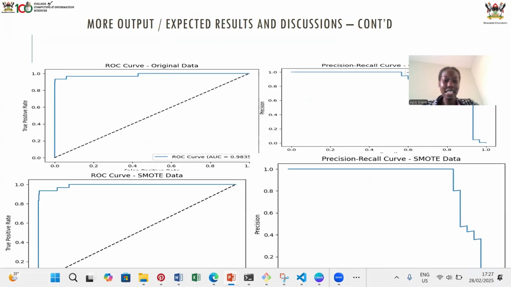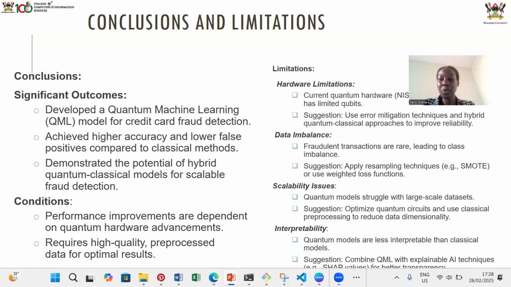Then slide 13 displays four graphs, which are two receiver operating characteristic graphs as well as two precision-recall graphs that are used to evaluate the performance of a model, likely in a classification task. The graphs are split into original data and the SMOTE data, which is the synthetic minority oversampling technique to address class imbalance.